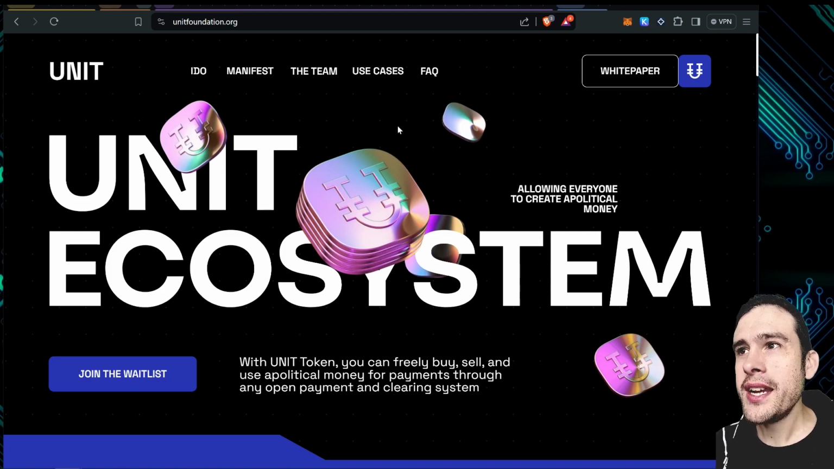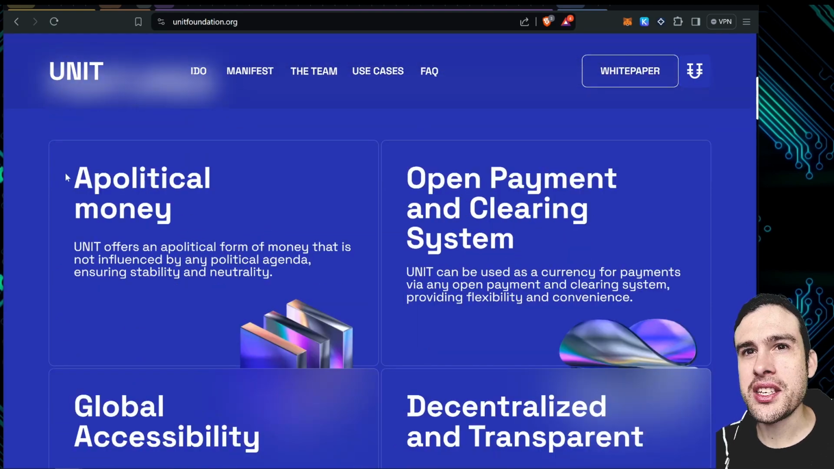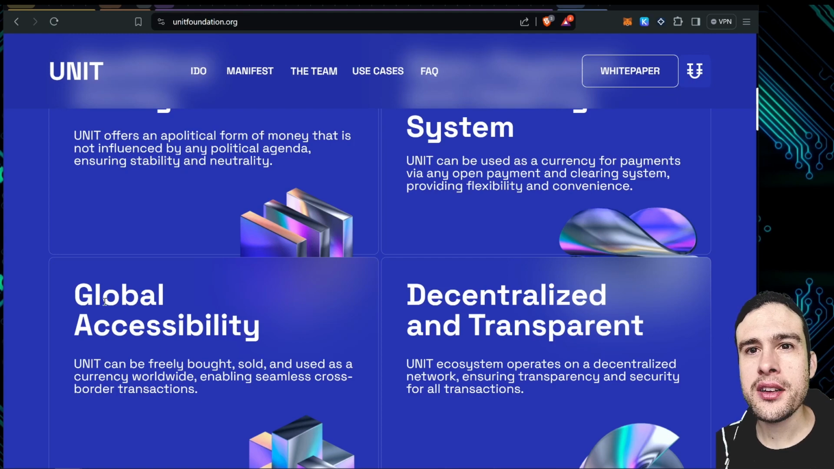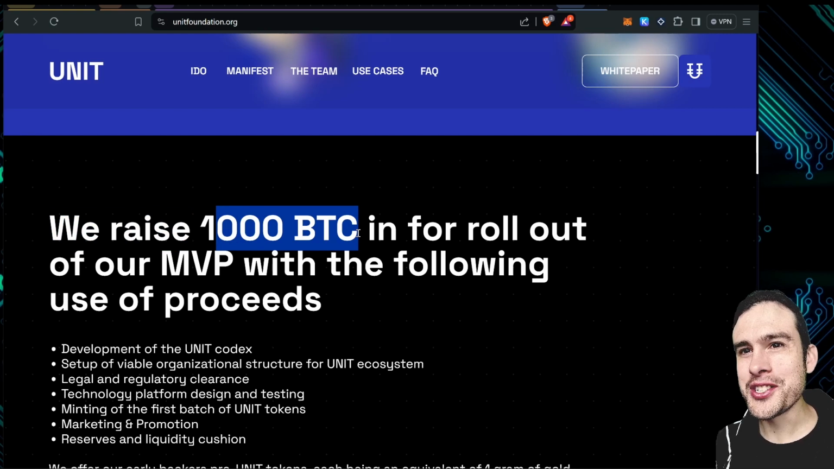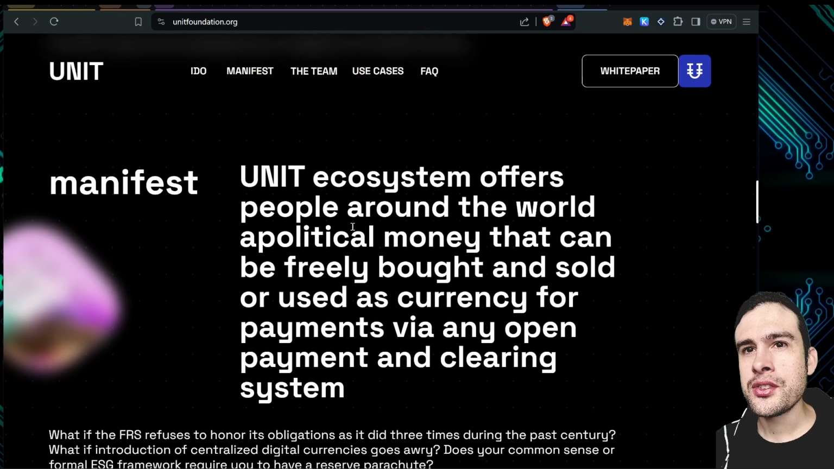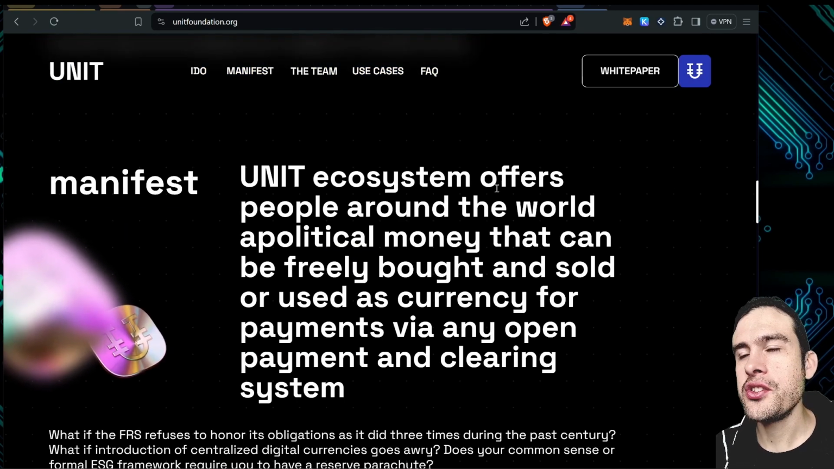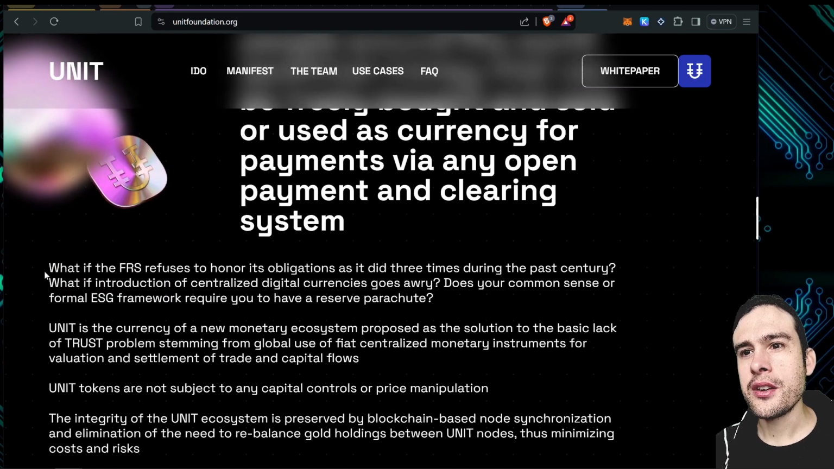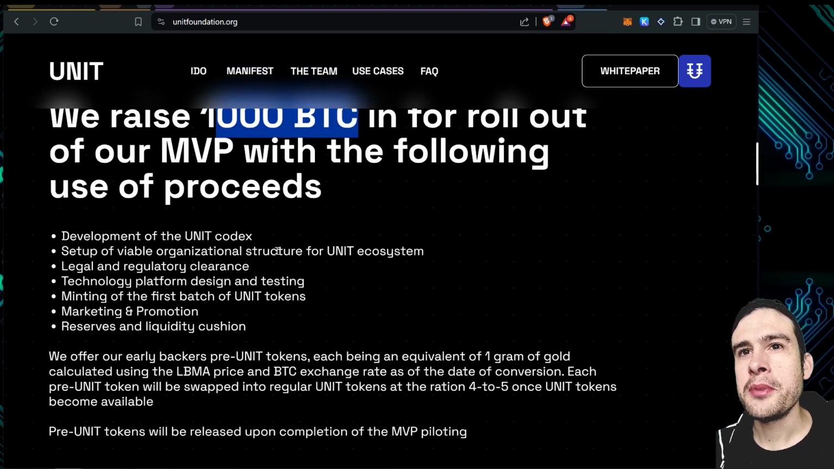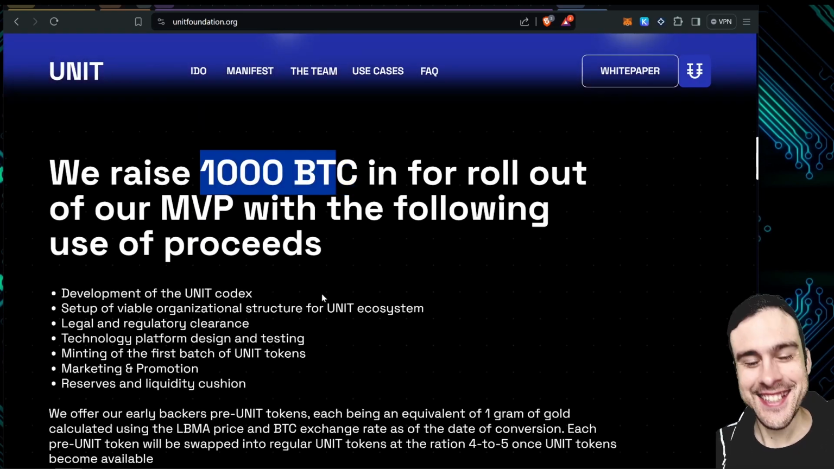So yeah, this is their website, and this is the logo or the symbol. It looks a bit weird, but anyway, that's essentially what they're going for. Apolitical money, open payment and clearing system, decentralized and transparent, and globally accessible. And you can see here, they're trying to raise 1,000 Bitcoin, which is a lot, for the rollout of their MVP. It says the Unit ecosystem offers people around the world apolitical money that can be freely bought and sold or used as currency for payment via any open and clearing system. So it's pretty cool. I like to see blockchain adoption, but I also like to see buying pressure on Bitcoin as well. That's bullish for us, right?